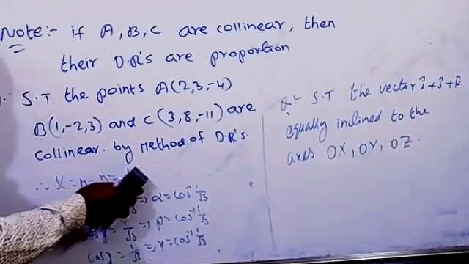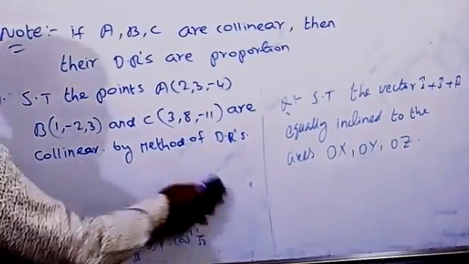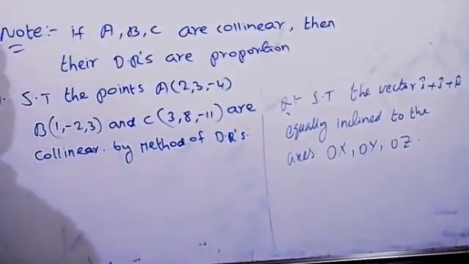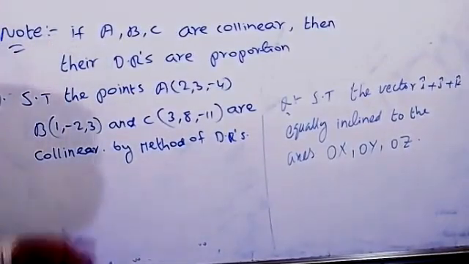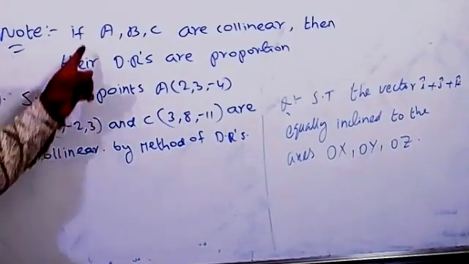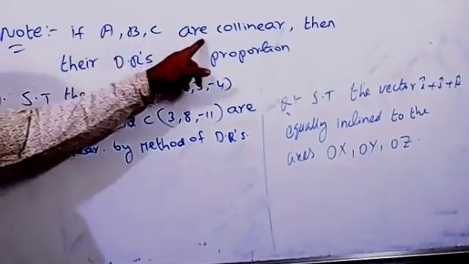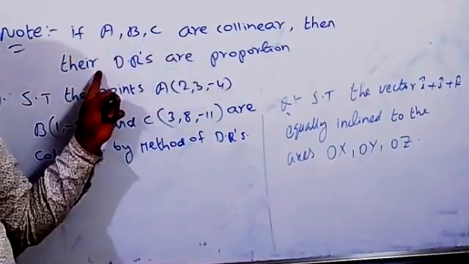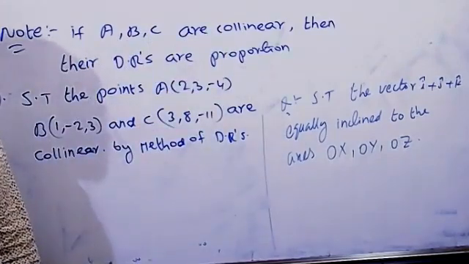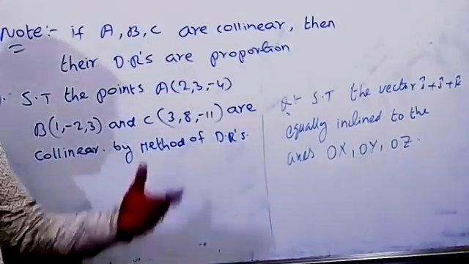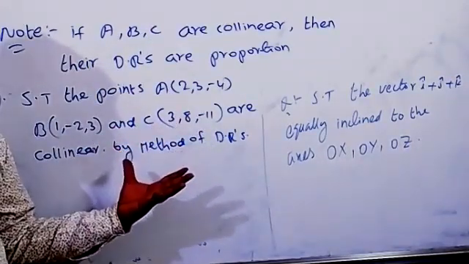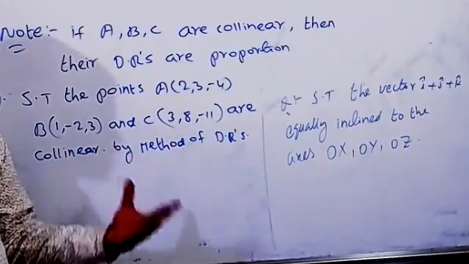Okay, show that the points A (2, 3, -4), B (1, -2, 3) and C (3, 8, -11) are collinear. If the 3 points are collinear, then their direction ratios are proportional. That means if you take the ratio of the direction ratios, we should get the same proportion.